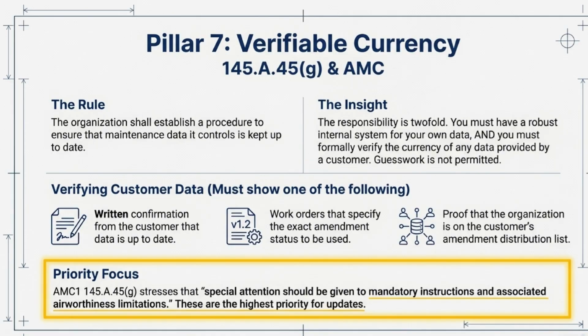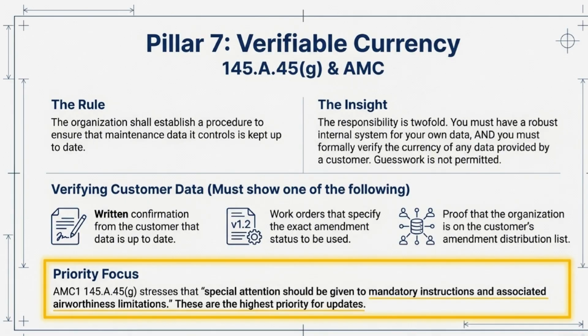Right, so this highlights that dual responsibility again. It's critical. First, you need a solid procedure for keeping your own data up to date, obvious but needs doing. Second, and just as vital, you need to formally verify the currency of any data the customer gives you. And it's not just a handshake deal. You need proof: written confirmation from them, or the work order itself has to state the specific amendment status to use, or you need proof you're on their distribution list for updates. No guesswork allowed.